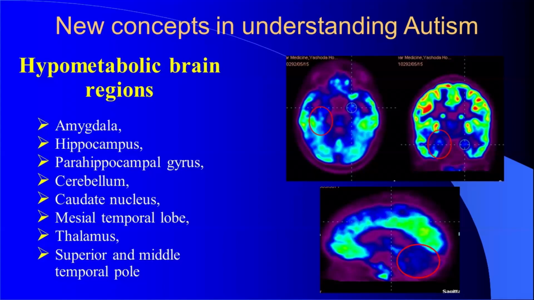Now, what is new is that for the first time in medical history, we are now understanding which parts of the brain are functioning differently from neurotypical brains. And we have done scans, we've done a lot of research in this area, and you can see that list: the amygdala, the hippocampus, the parahippocampal gyrus, the cerebellum, the caudate nucleus, the mesial temporal lobes, thalamus, superior and middle temporal poles. So we've actually identified very clearly which parts of the brain are functioning less.